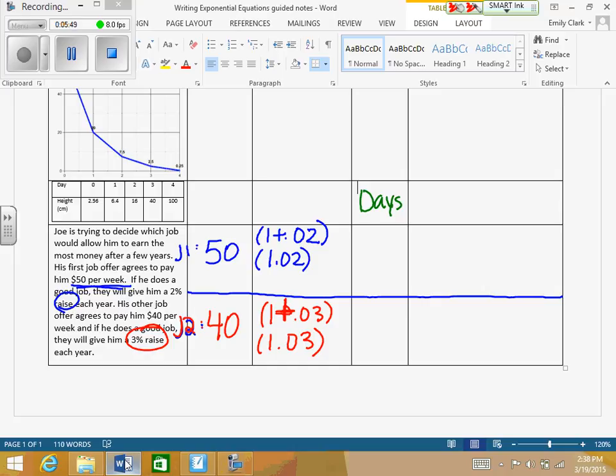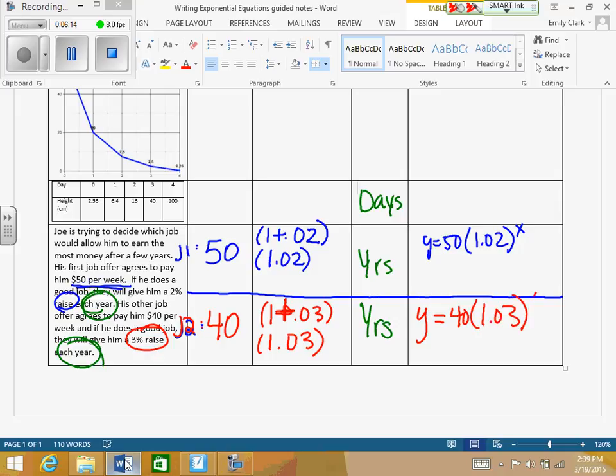Okay. Now let's look back at the problem and see what our exponent means. What does the exponent mean? Well, each year. So our exponent is calculating years. And let's put these things together and write an equation. Y equals 50 times 1.02 to the x power. Y equals 40 times 1.03 to the x power. Why don't you pause the video for a second and make sure that your table is filled in. Hit the play when you're ready.